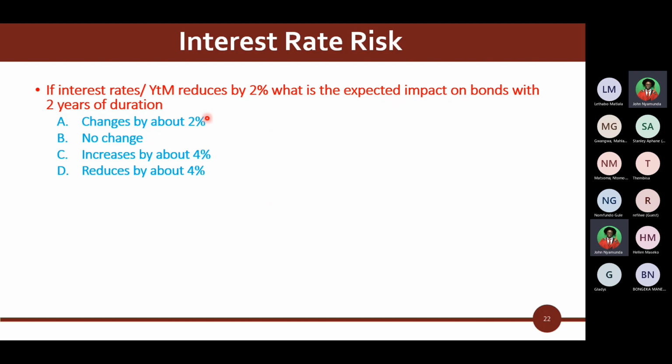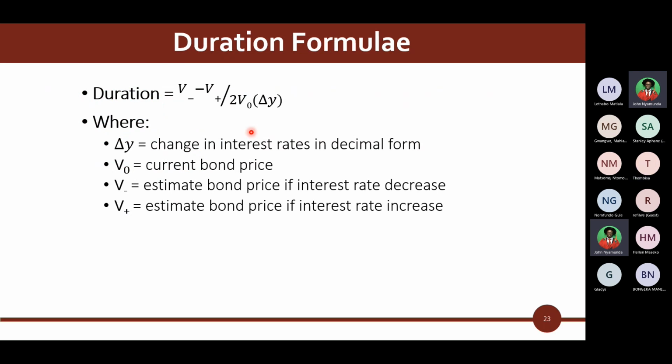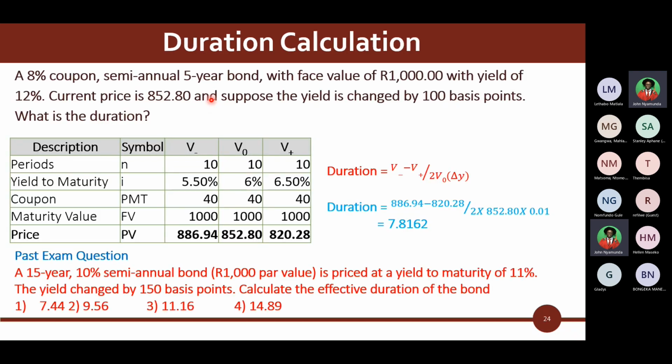Ladies and gentlemen, if you said it increases by 4%, you are right, because the interest rate reduced, remember that inverse relationship. And now we're saying it's 2 times 2, 4%. Okay. Now, there is a formula for calculating duration. Let's just go to the question. So a question can come which looks like this.